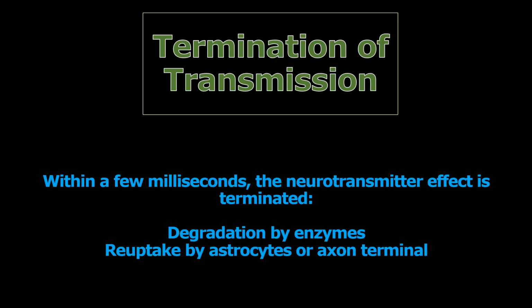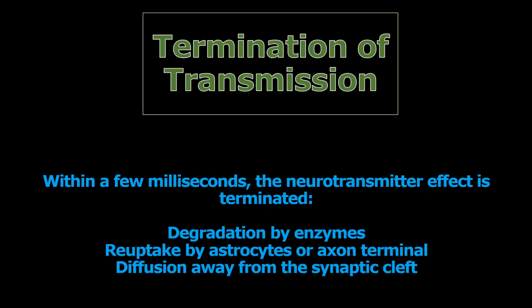We could have a thing called reuptake happen. Either astrocytes can do this, or sometimes the actual terminal of the axon itself can reuptake any extra neurotransmitter that may be in the gap. And then, of course, because there is a gap, a synaptic cleft in between the two neurons, sometimes this neurotransmitter can simply fall out of the cleft and diffuse away. That's why you release a lot of it when you do, so we ensure that we get the signal across the gap.